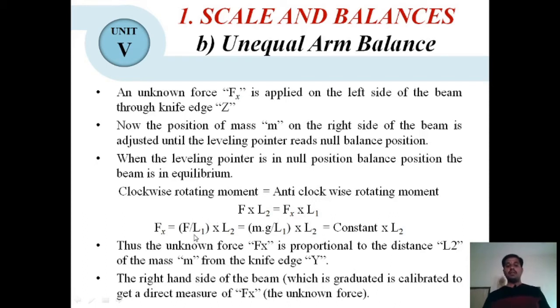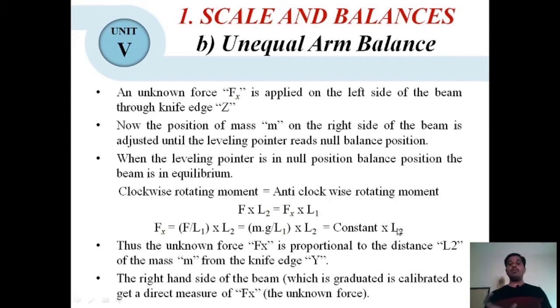So Fx is equal to F by L1 into L2, that is mg, where F is equal to mass into acceleration due to gravity, divided by L1, and that whole into L2. Here the mass is a known one, the gravitational acceleration is known, and the value of L1 is known. So the only unknown entity is L2.